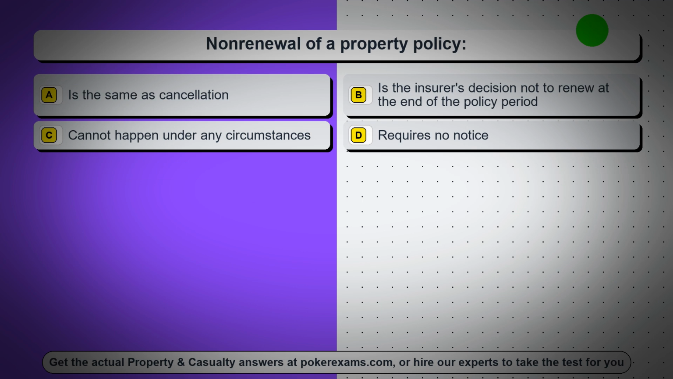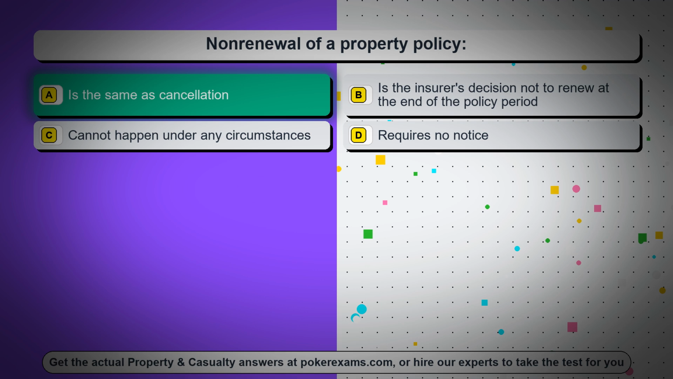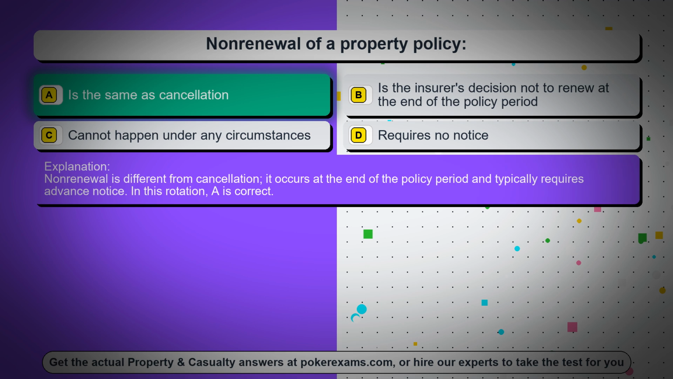Question 29. Non-renewal of a property policy: Option A, is the same as cancellation. Option B, is the insurer's decision not to renew at the end of the policy period. Option C, cannot happen under any circumstances. Option D, requires no notice. The correct answer is option A, is the same as cancellation. Non-renewal is different from cancellation. It occurs at the end of the policy period and typically requires advance notice. In this rotation, A is correct.